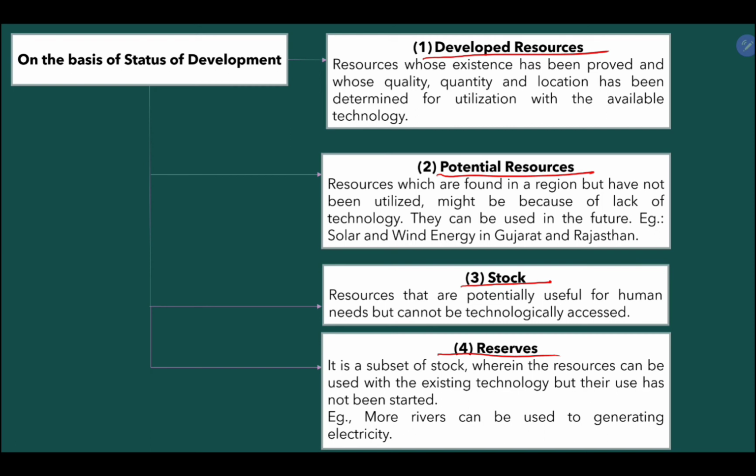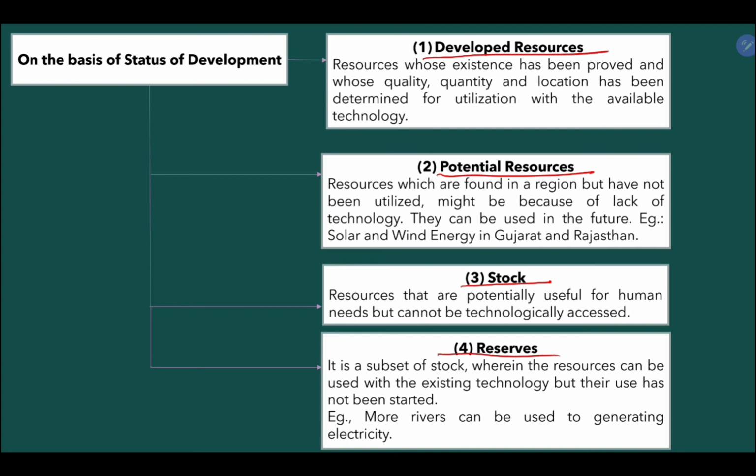See, the first one is very simple. There is a resource available in some area, and there is a technology to take it out, and human beings use that. For example, take our area's agricultural lands. In agricultural lands, we have water in the earth below the land. So we have a technology called borewell to take the water out, and we use it for irrigation purposes in agriculture. That type of resource is called a developed resource.